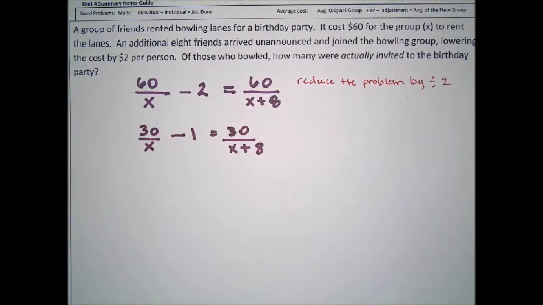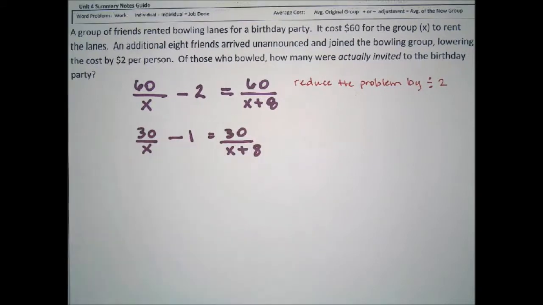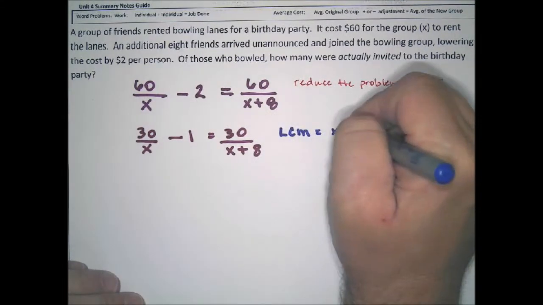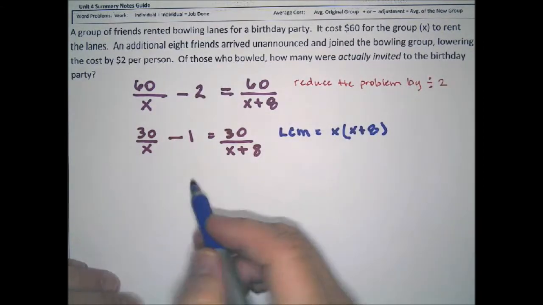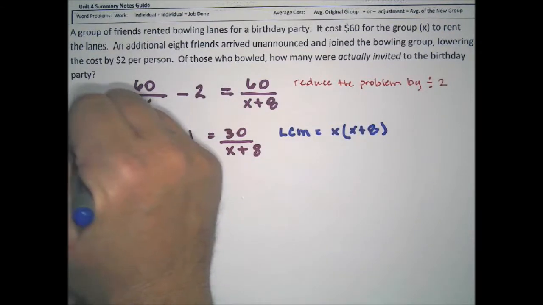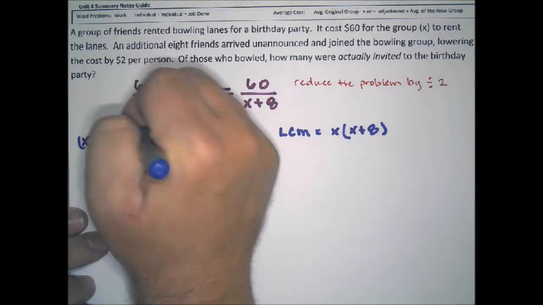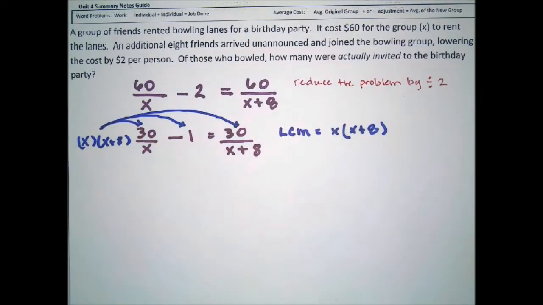Now that's about as good as I'm going to be able to get this problem. I'm going to have to do some ugly work from here on out. Now I'm going to clear the denominators by multiplying all terms by the least common multiple, which is x times x plus 8. So everything gets multiplied by x times x plus 8. Every single term. So it's like a big distribution problem. Now let's just take it term by term and see what happens.